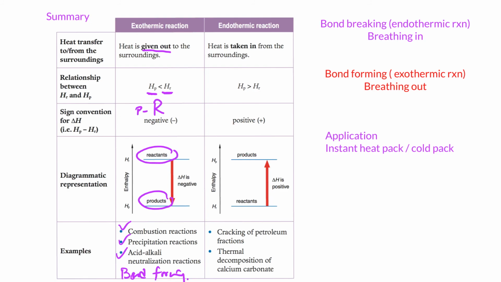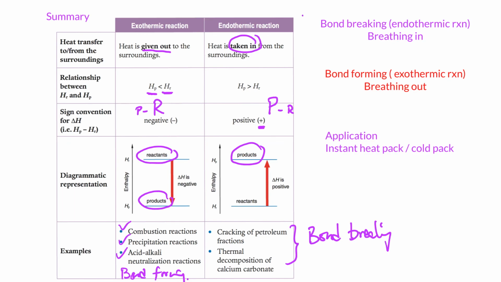The other one will be endothermic. Heat is taken in from the surroundings. The products absorb energy from the surroundings. So you have a larger P minus smaller R, so that will be a positive value. Remember, more positive, more endothermic; more negative, more exothermic. So we have bond breaking processes, like cracking of petroleum fractions or thermal decomposition of calcium carbonate.